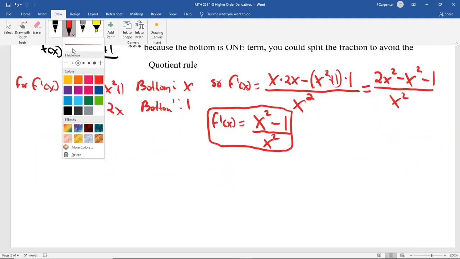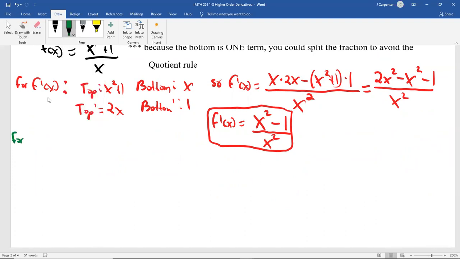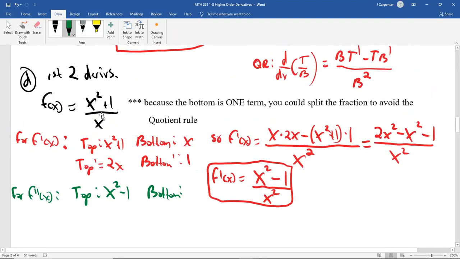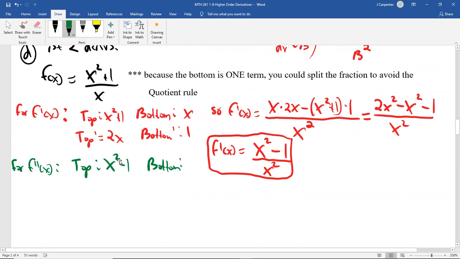All right, I'm going to change color for the second derivative in the interest of sanity. So for finding f double prime of x, the last one we have to find, its top and bottom, we're using this right here. The top is x squared minus 1, which the original top was x squared plus 1. It's similar but different. They don't have to be that similar. They can be more different than that. The bottom is x squared.